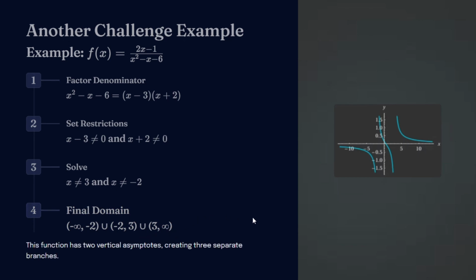And if we look at the function, we can see that it has two vertical asymptotes, one at negative 2 and another one at x equals 3. So these two numbers are excluded from our domain.